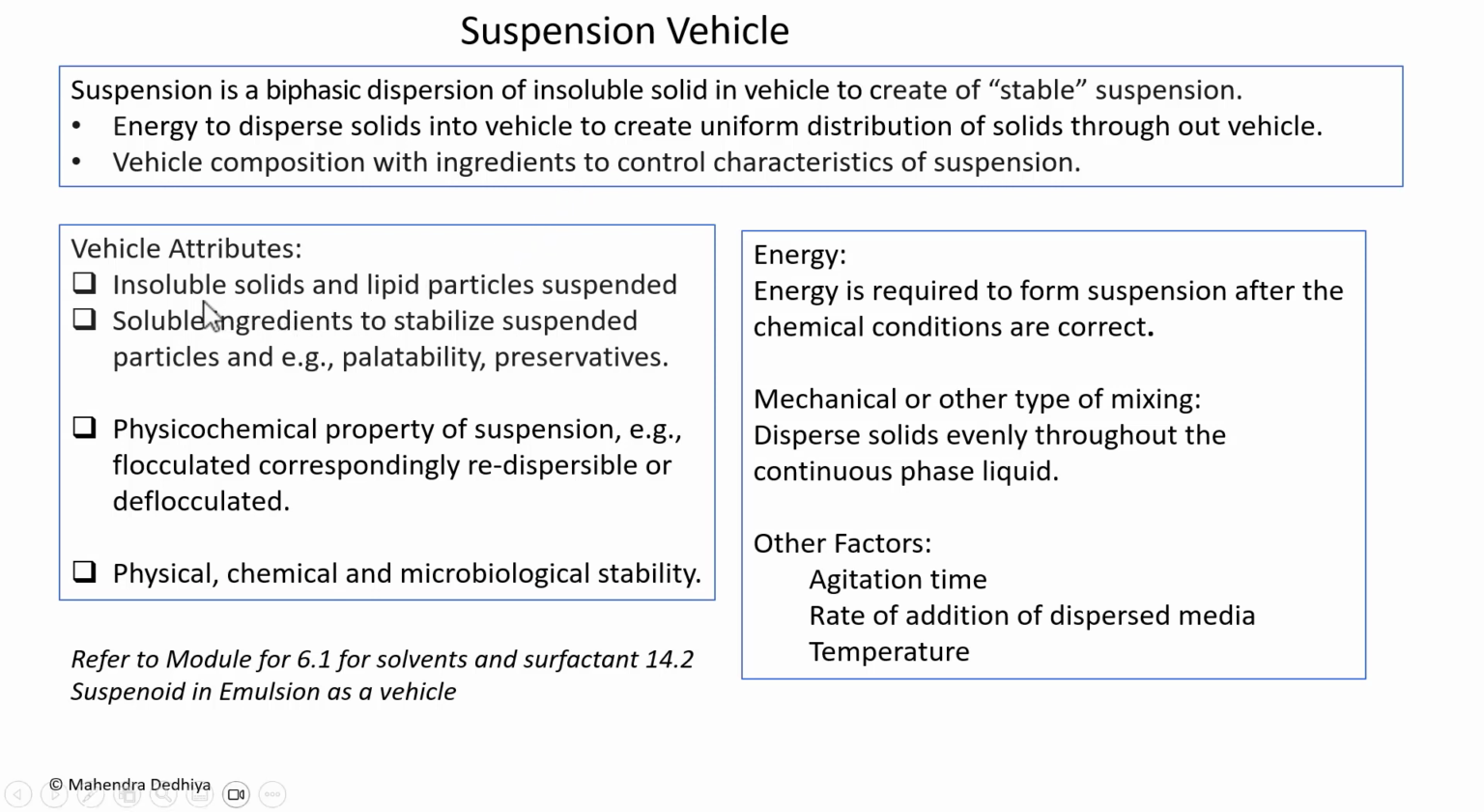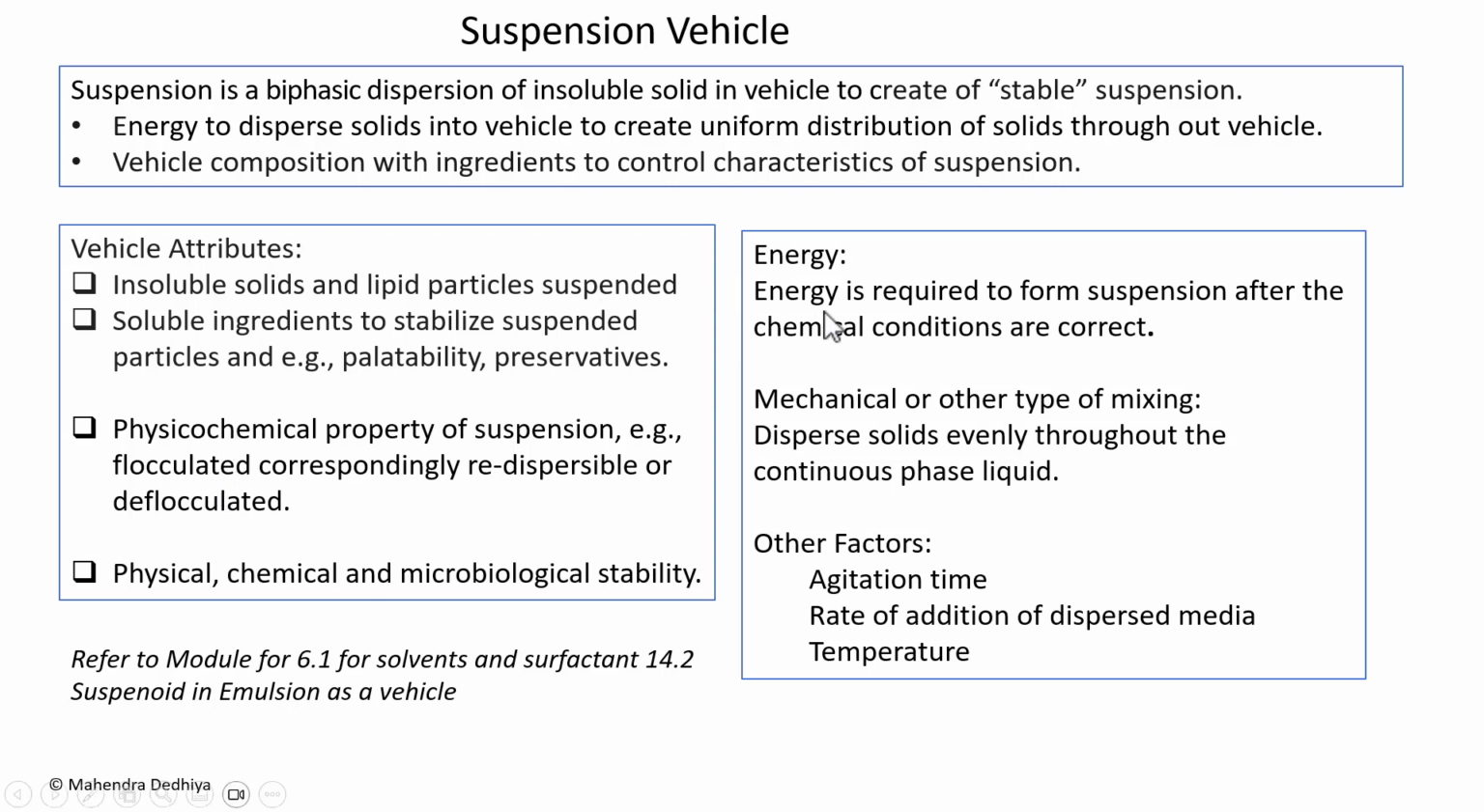Vehicle attributes are insoluble solids or lipid particles that are suspended. The vehicle contains soluble ingredients also to stabilize suspended particles. For example, in oral suspension, palatability and preservatives are required. Vehicle attributes include physicochemical properties of suspension. For example, many oral pharmaceutical suspensions are flocculated and they need to be redispersible. They can be deflocculated, such as many of the cosmetic suspensions are. Vehicles provide physical, chemical, and microbial stabilities.